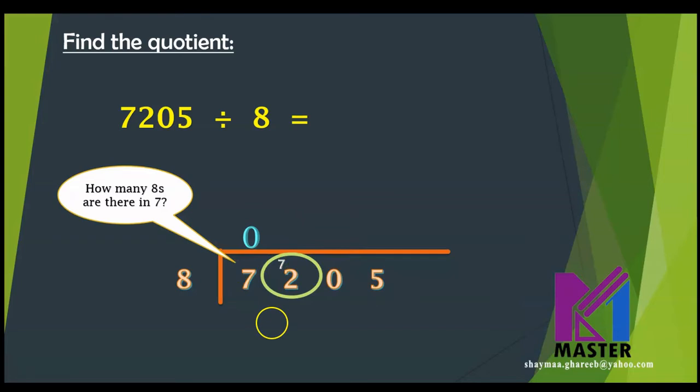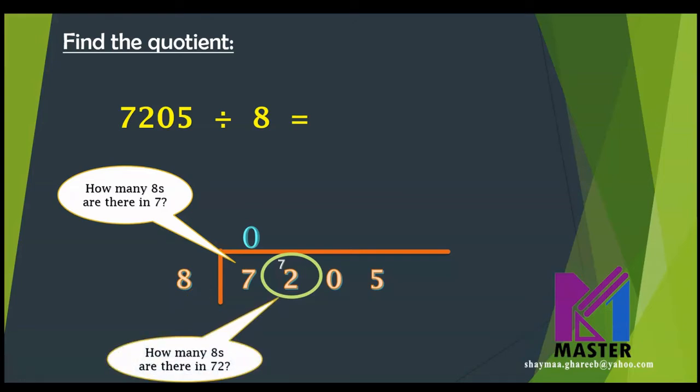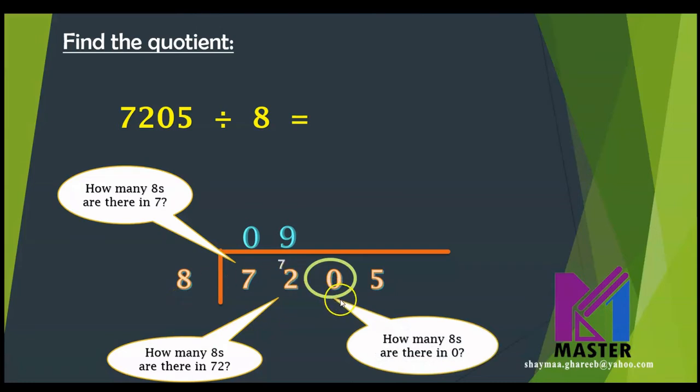Now I have the number 72 divided by 8, which means how many 8s are there in the 72? Which is 9 8s, and there will be no remainder. 9 times 8 equals 72. Then I will go to the next digit, which is the 0. 0 divided by 8. How many 8s are there in the 0? No 8s in the 0, so I will put 0.